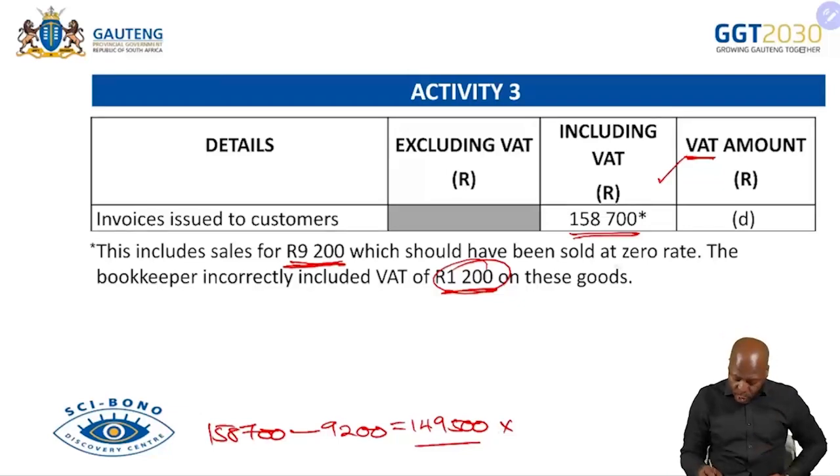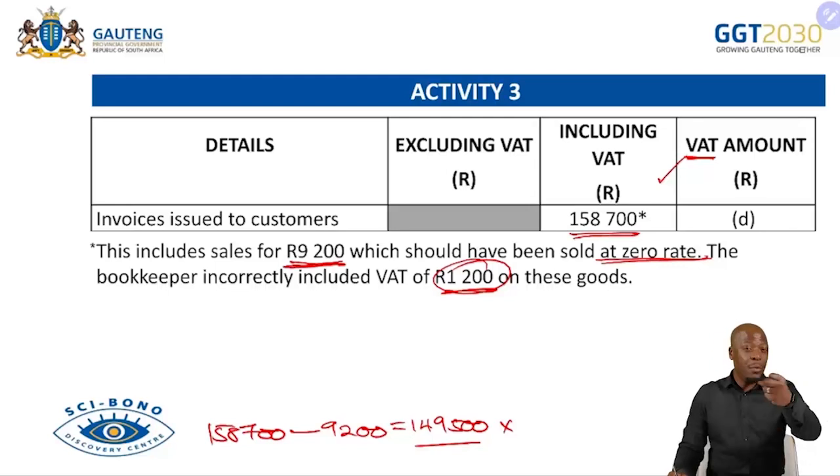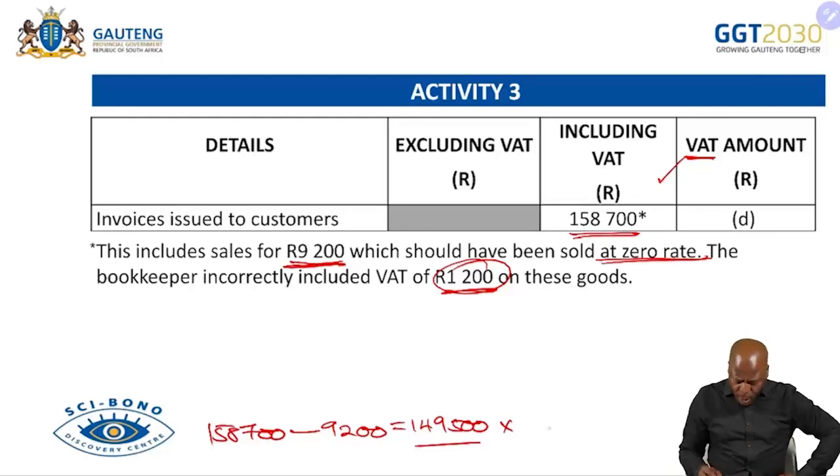And then when I have my 149.5, this is the amount now inclusive of VAT, but it excludes the zero rated items. I have taken out the zero rated items. Now I only have the standard rated items in this case, 149.5. And then what is it that I want?